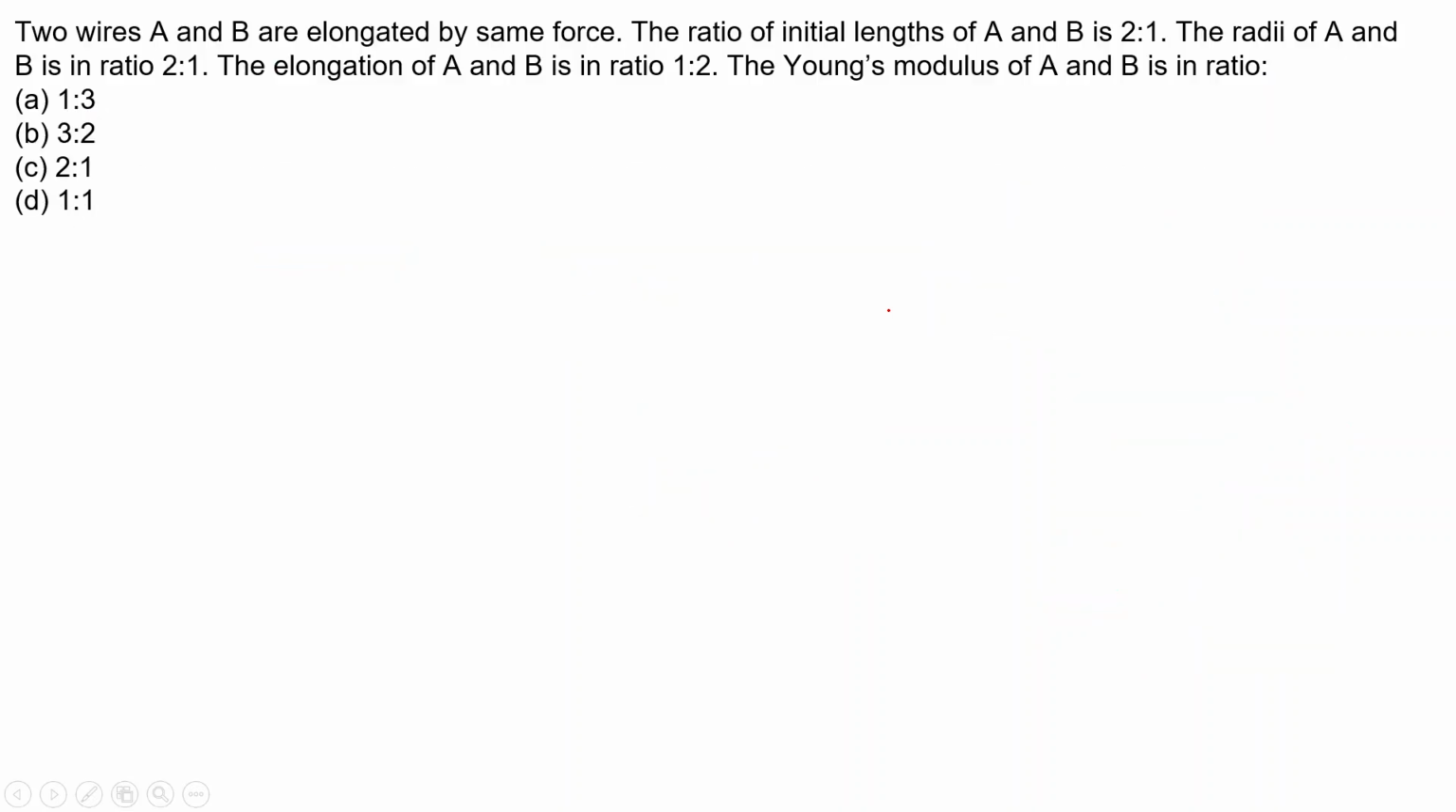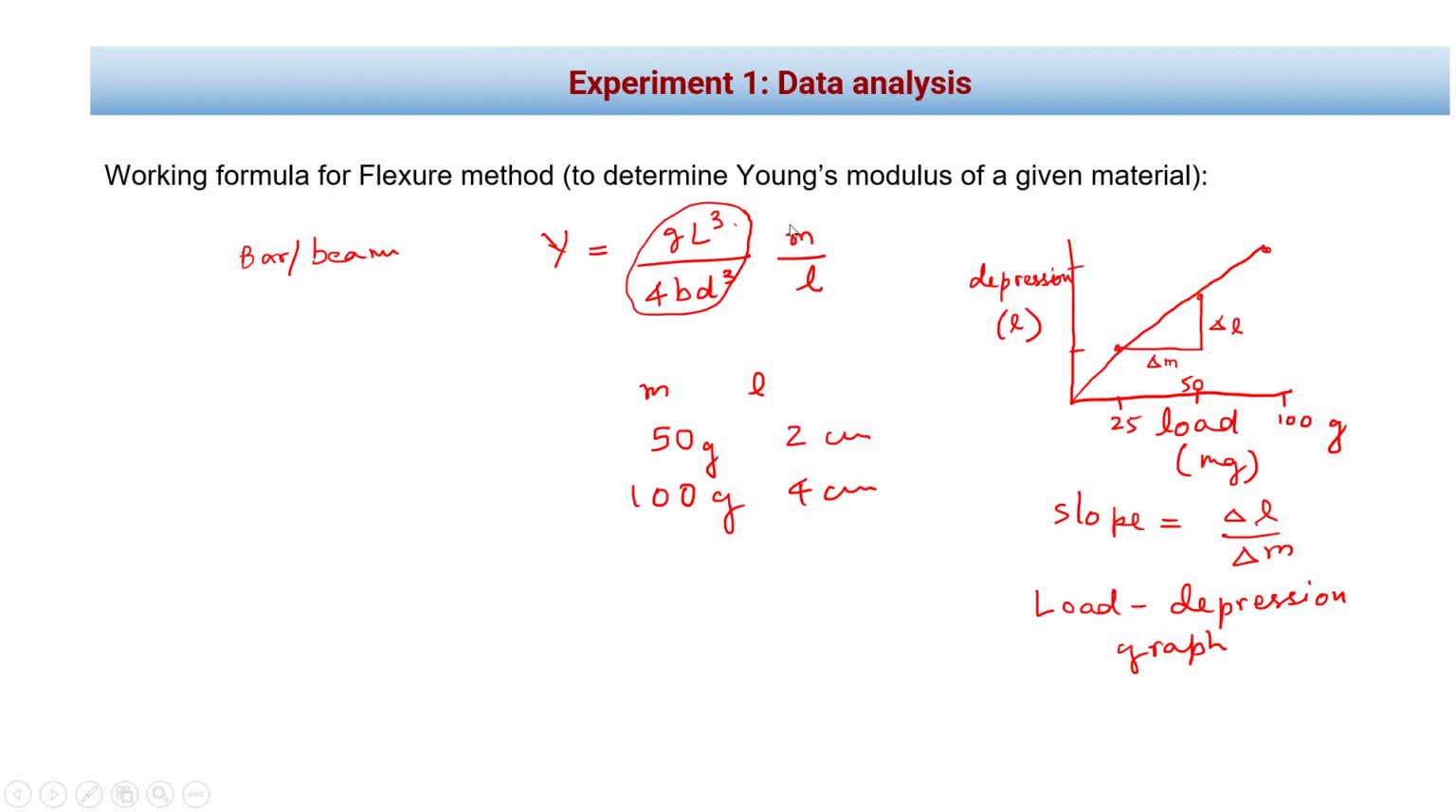Okay, so let's do a question based on this. So you understand that this is one way of calculating, or we know all this, and then m by l or delta m by delta l, the slope whatever we get, we multiply, and this we get Young's modulus. So this is how we do it for the experiment.